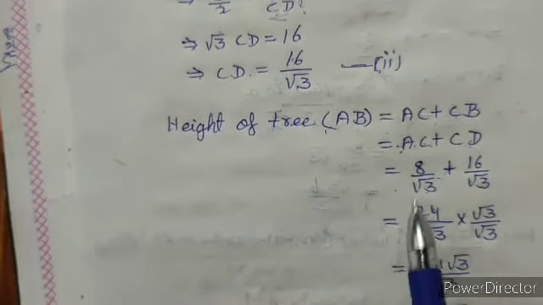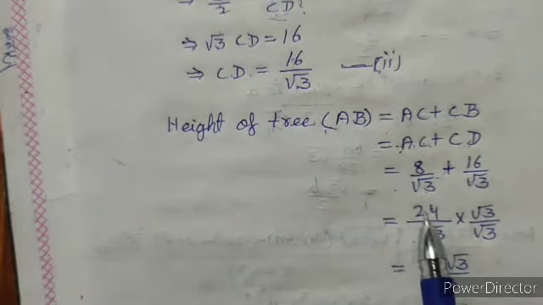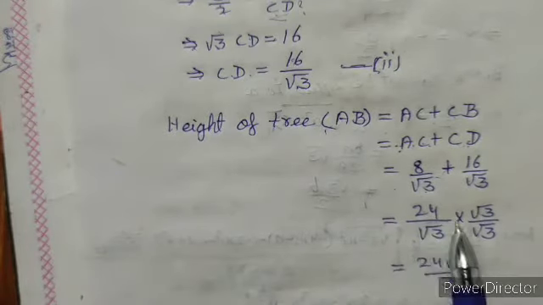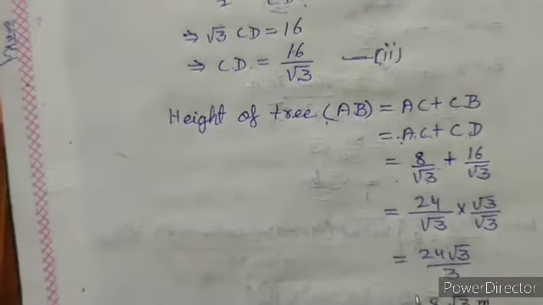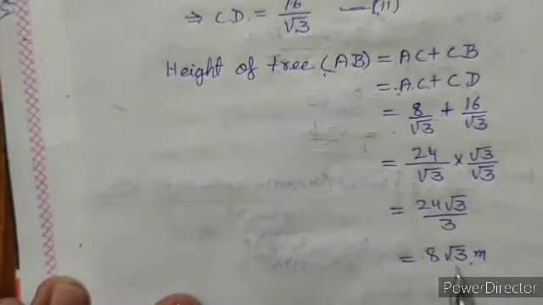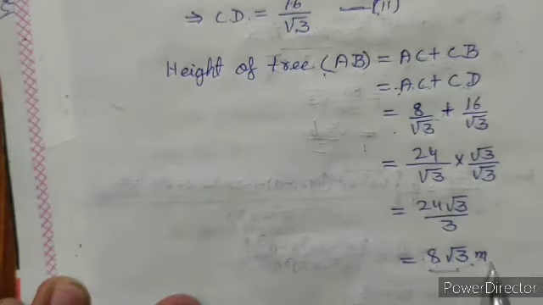On taking root 3 as LCM, we will get it as 24 by root 3, which on rationalizing, or multiplying the numerator and denominator by root 3, will be equal to 8 root 3. So the height of the tree is 8 root 3 meter.